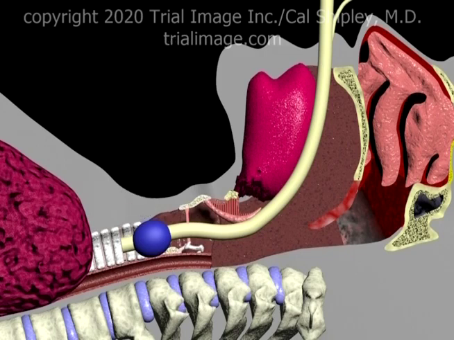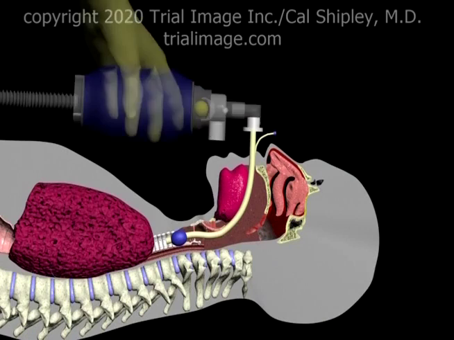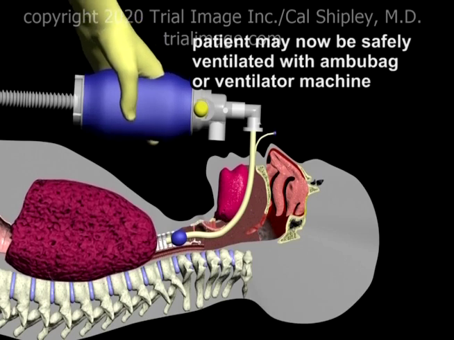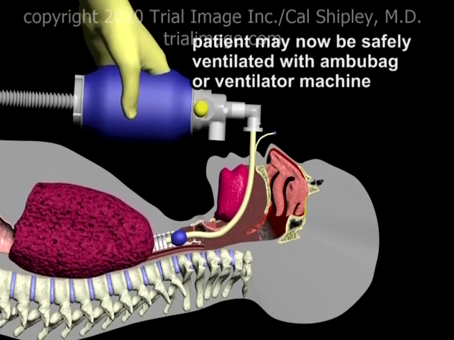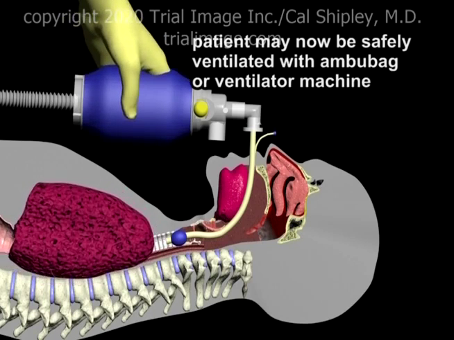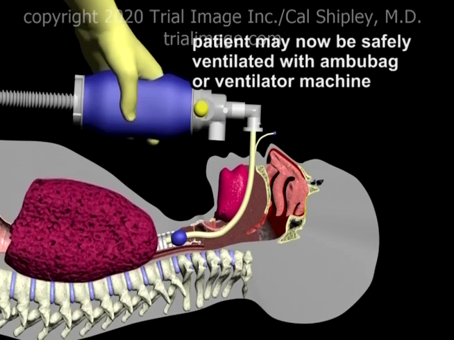The patient is now ready for ventilation with either an ambu bag or a ventilator machine. Once ventilation has begun, the lungs are auscultated to ensure airflow and eliminate the possibility of an esophageal intubation. Please see my animation on esophageal intubation in the resuscitation library for more information.